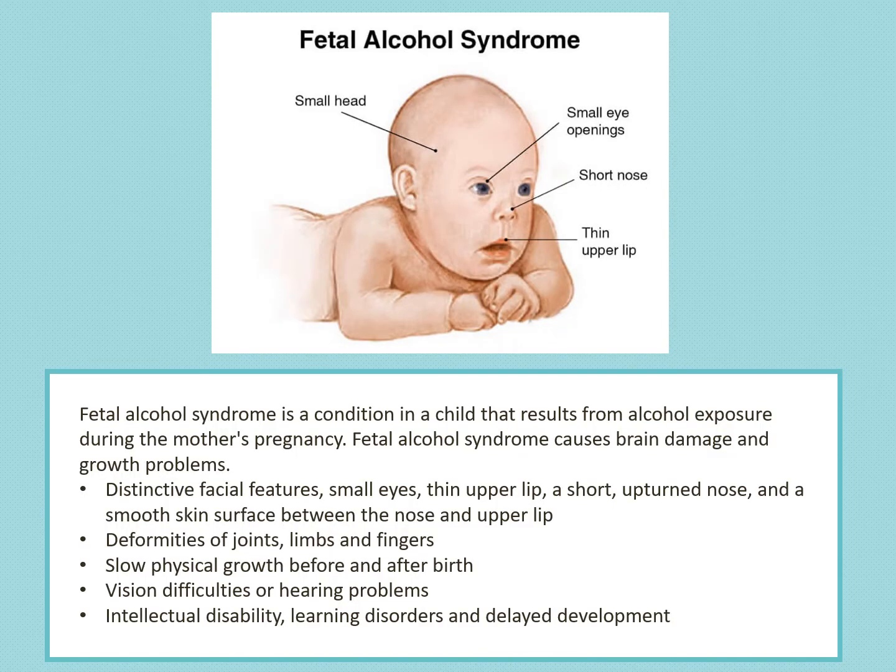Fetal alcohol syndrome. Fetal alcohol syndrome is a condition in a child which results from alcohol exposure during the mother's pregnancy. Fetal alcohol syndrome causes brain damage and growth problems. A child with fetal alcohol syndrome will have small eyes, thin upper lips, a short upturned nose, and a smooth skin surface between the nose and upper lips.